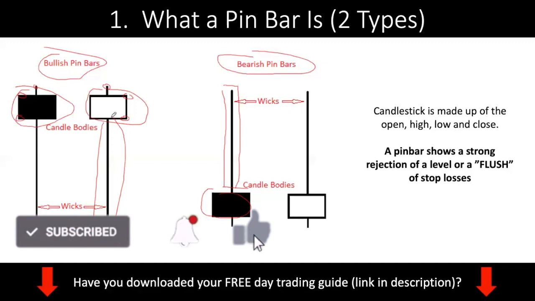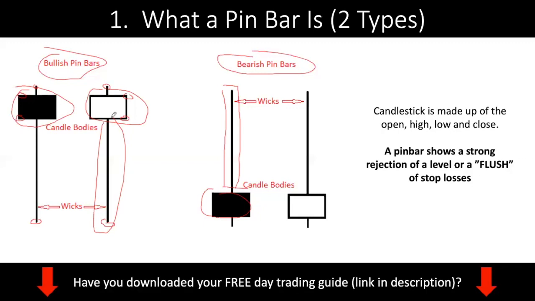So what does a pin bar show? A pin bar shows a strong rejection or a flush of stop losses. This is very important. I'll show you examples. A lot of YouTube videos out there, or a lot of traders and educators, just tell you that it's just a rejection of a level. That's only half the equation. That happens some of the time, but the other pattern that you are missing out on is that this is also a flush of stop losses. So let me show you some examples.